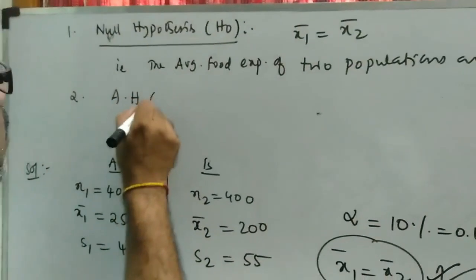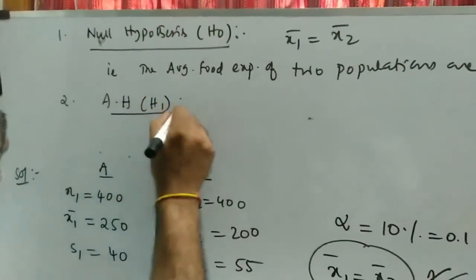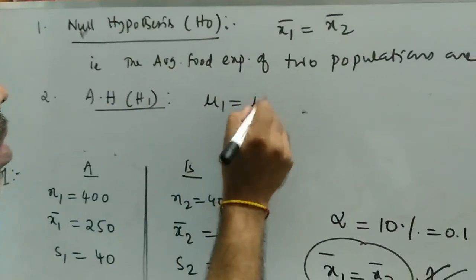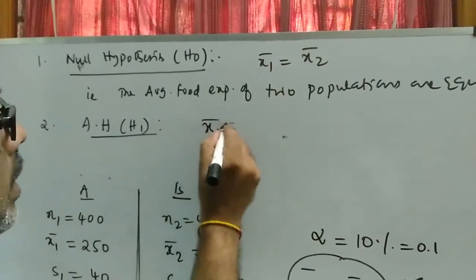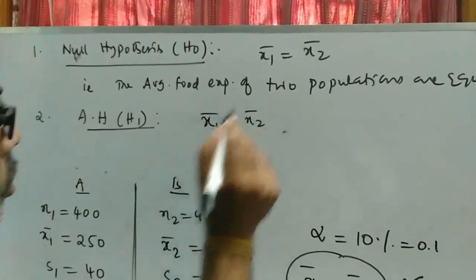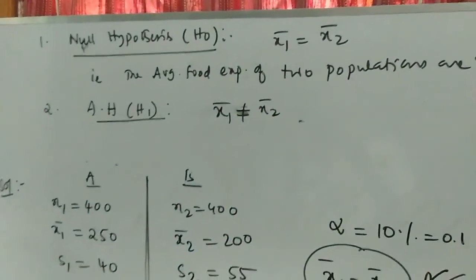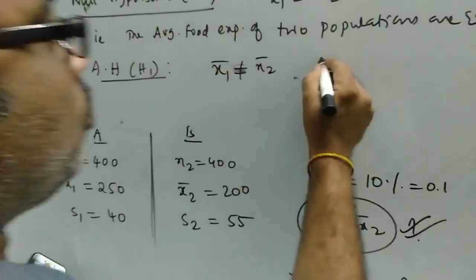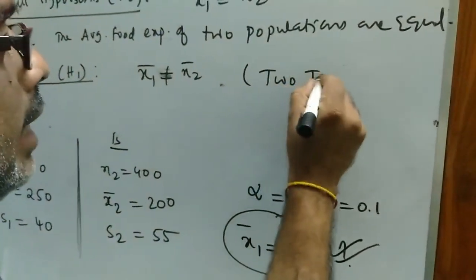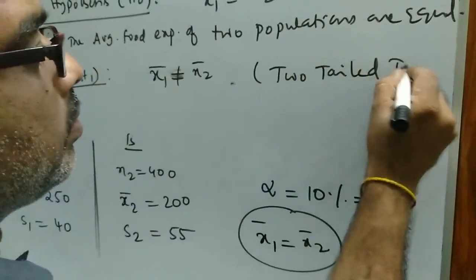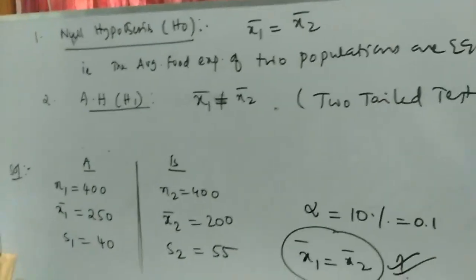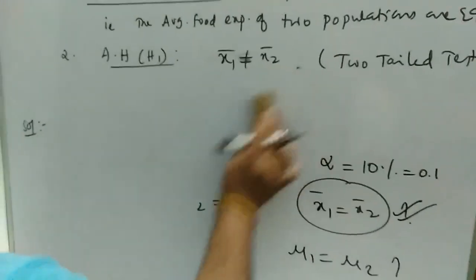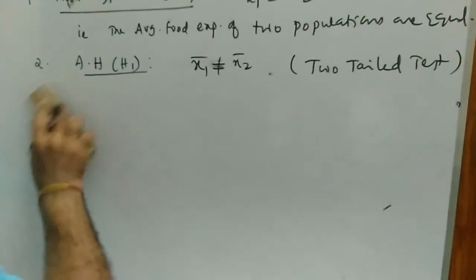Then the alternative hypothesis will be mu1 not equal to mu2, or x1 bar is not equal to x2 bar. So that means what? We have to consider a two-tailed alternative. Two-tailed test or two-tailed alternative. So while considering the value of z, we should consider the two-tailed test.